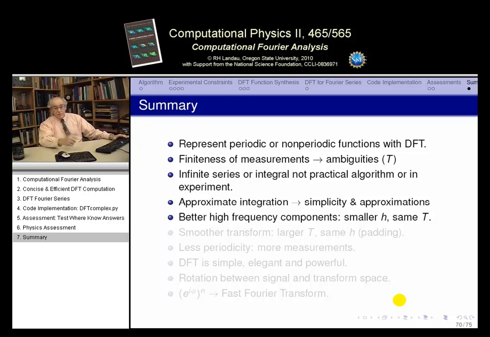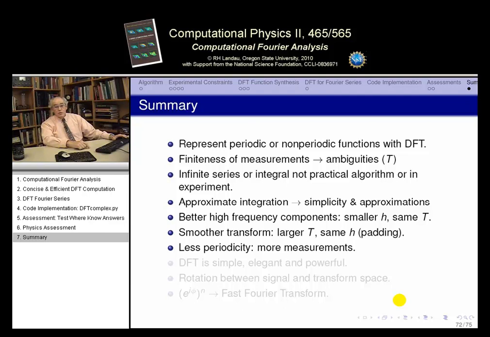Two of the lessons, the rules of thumb you should learn: if you want better high-frequency components, that's obvious. High frequency means little wiggles. If you want to see the fine details, then you have to take measurements at fine little time steps, small values of h, keeping the period the same. If you want a smoother transform, that means I need a larger T value, so it'll be smooth in momentum space or in frequency space. You can get that by padding, but we warned you about padding. Better to do it by just taking more measurements.